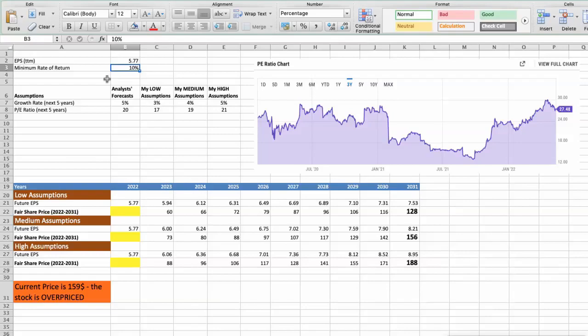For Dollar Tree, analysts forecast growth rate around 5% per year in the next 5 years, and future P/E around 20. Again, I will use 3 different scenarios for Dollar Tree Company: bad, average, and good.